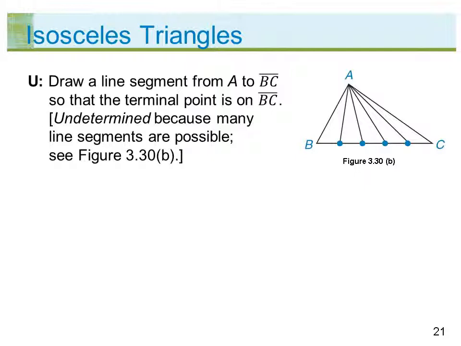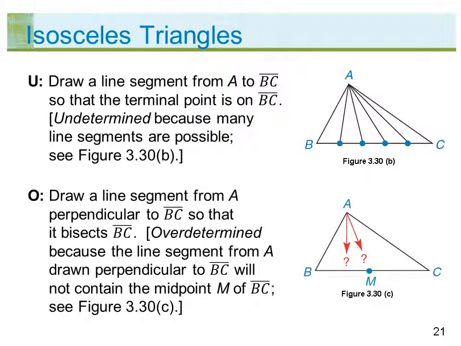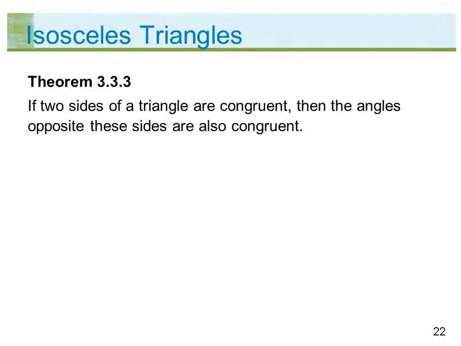See Figure 3.30b. O. Draw a line segment from A perpendicular to segment BC so that it bisects segment BC. Overdetermined because the line segment from A drawn perpendicular to BC will not contain the midpoint M of BC. See Figure 3.30c. Theorem 3.3.3. If two sides of a triangle are congruent, then the angles opposite these sides are also congruent.